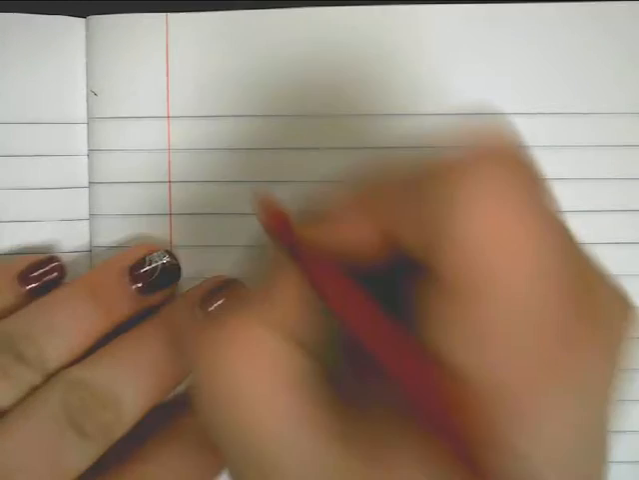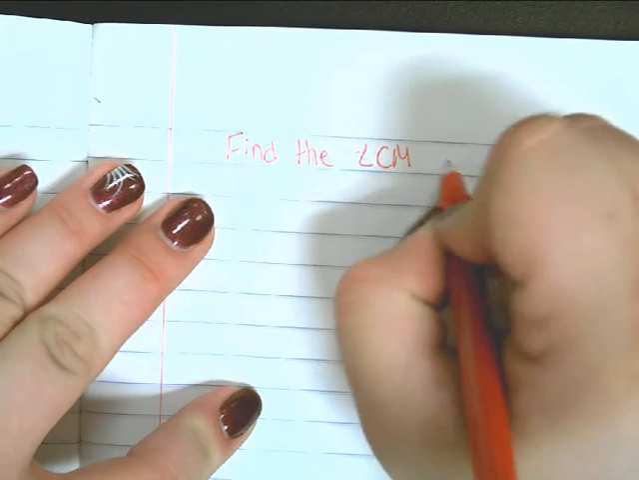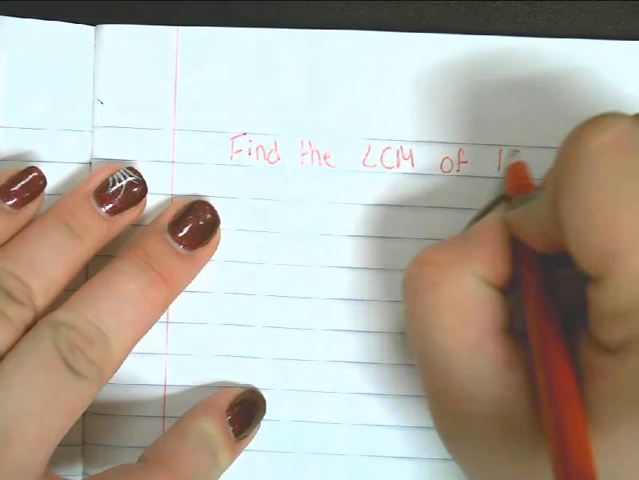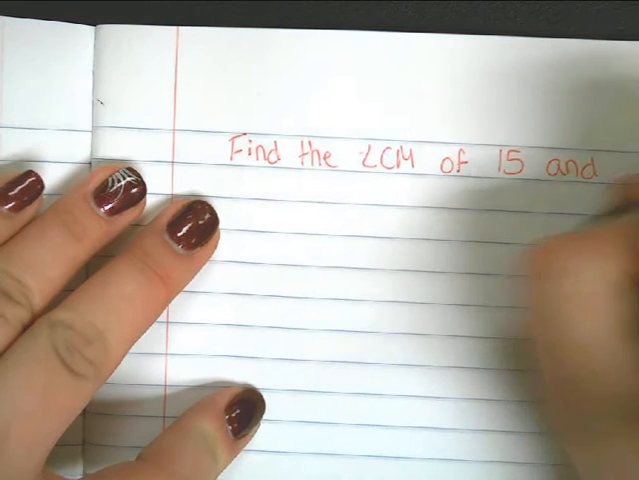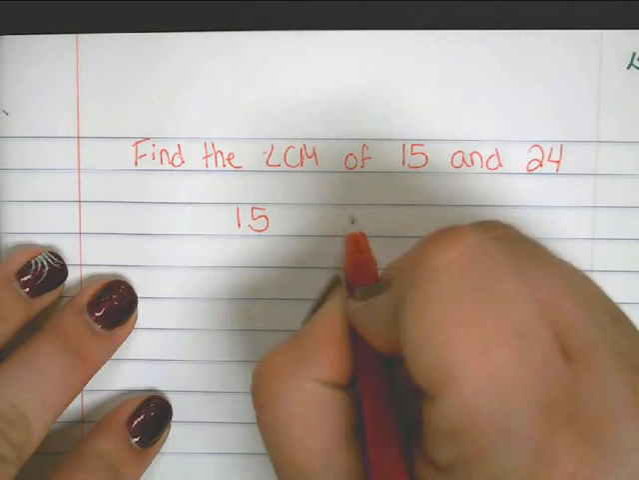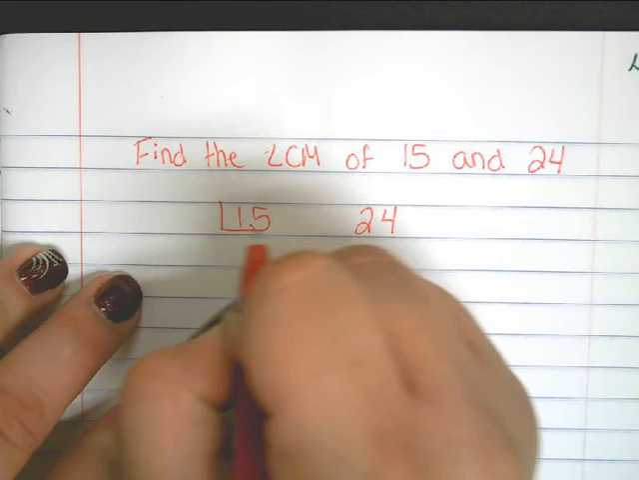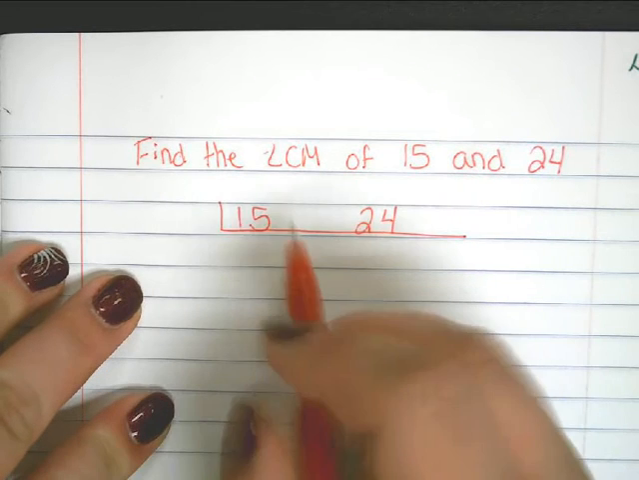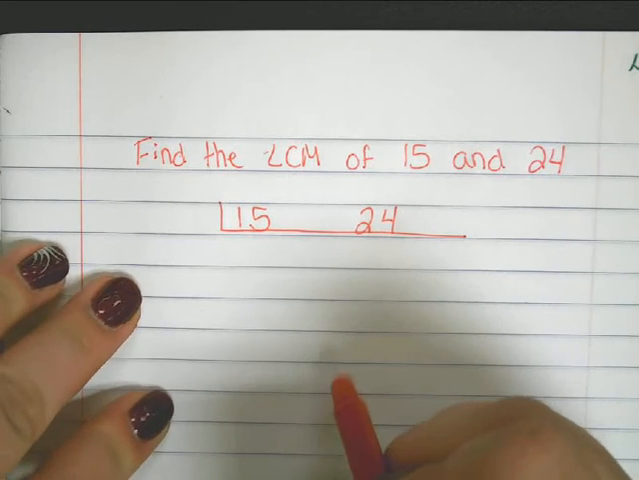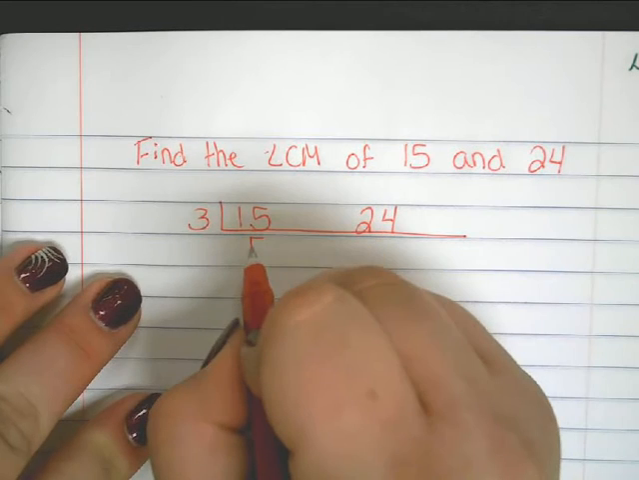Find the LCM of 15 and 24. What number goes into 15 and 24? 3. 3 goes into 15 5 times. 3 goes into 24 8 times.